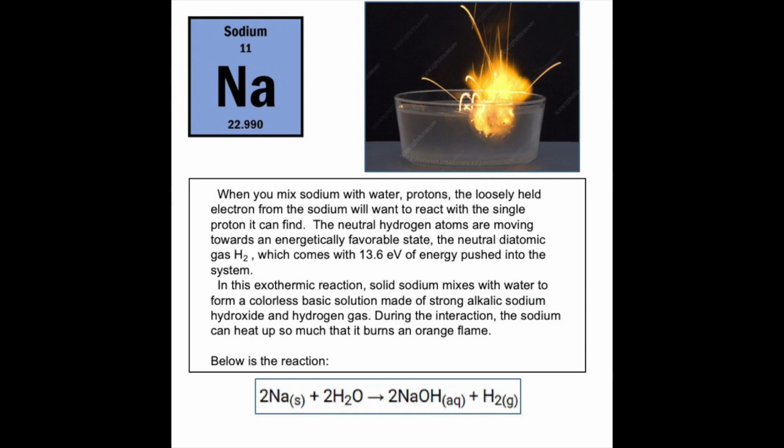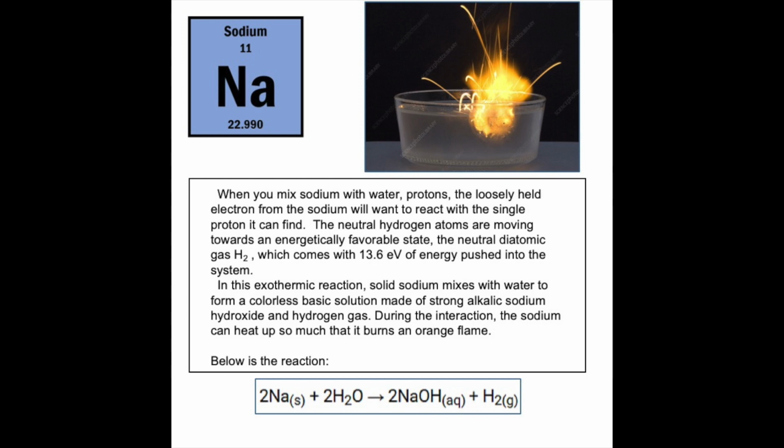When you mix sodium with water, the loosely held electron from the sodium will want to react with the single proton it can find. The neutral hydrogen atoms are moving towards an energetically favorable state, the neutral diatomic gas H2, which comes with 13.6 eV of energy pushed into the system.